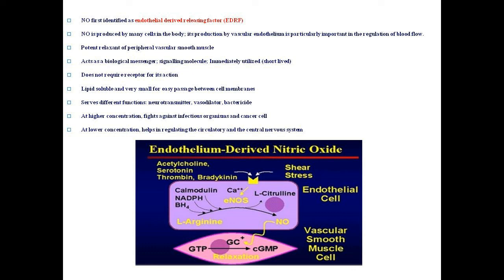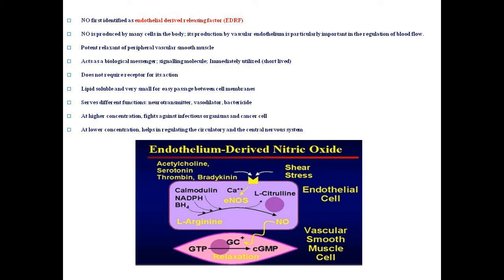So paracrine, as you know, is between adjacent cells, and autocrine is within-cell signaling. Because of these features, it is ideal for paracrine and autocrine signaling. And also it does not require any receptor for its action. So it has different functions like neurotransmitter, vasodilation, bactericide, etc. At high concentration, it has bactericidal action, and also it fights against cancer metastasis. And at low concentration, it helps in regulating the circulatory and the central nervous system.